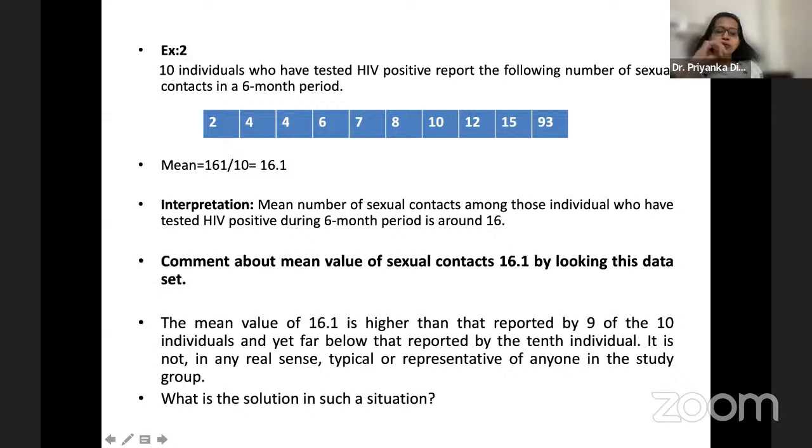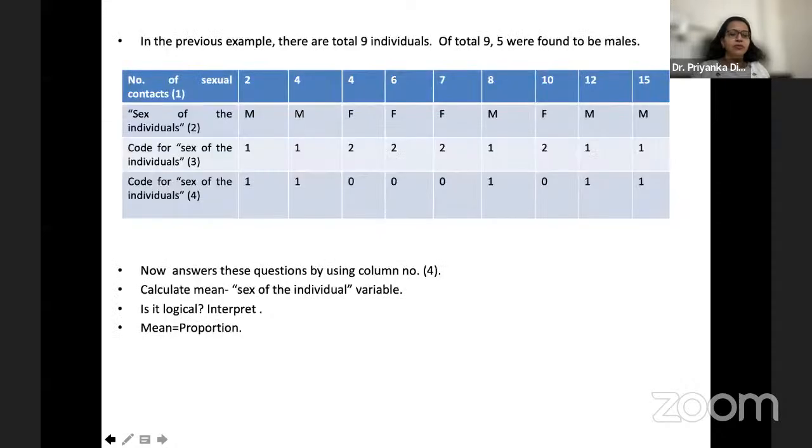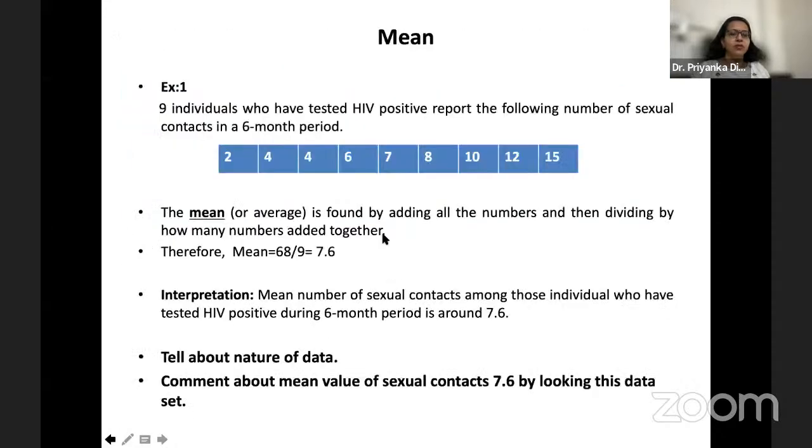Yes. Now if I remove the last observation, let's say I remove this 93, can you all calculate the median? Calculate and write down the answer in your chat box. If I'm saying remove the 93 observation from this data, calculate the median for this series.